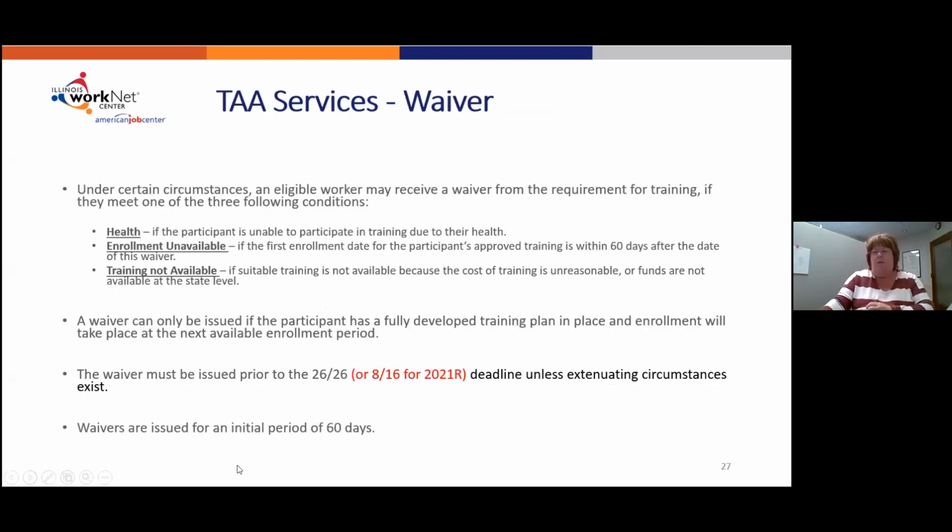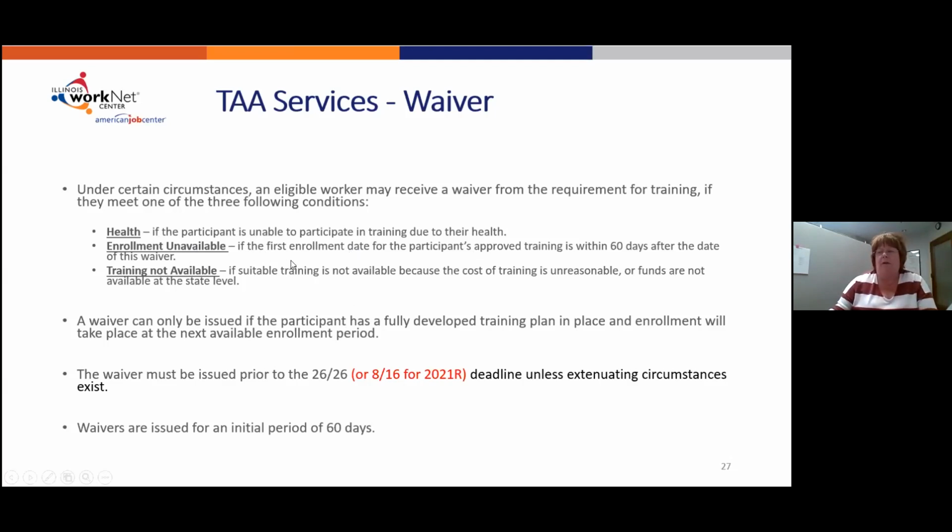So as we talked about before, if someone can't meet the enrollment deadline and they need to be issued a waiver, there are certain circumstances in which that worker can receive a waiver from the training requirement. They have to meet one of these three conditions. One of them is health, and that is if the participant is unable to participate in the training due to their health. They broke their leg, they want to go through CDL training. Well, they can't drive a truck with a broken leg, but maybe it's going to heal in a few weeks, and they're going to be able to do it. So if their health prevents them from attending that training right now, we can issue waivers for that.